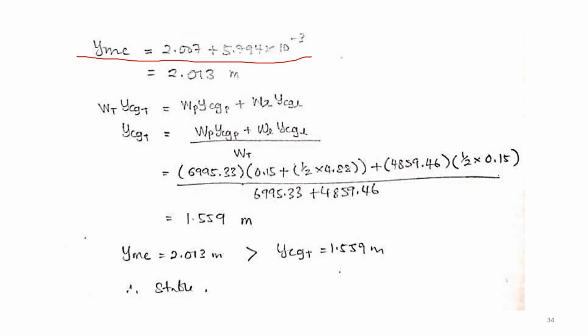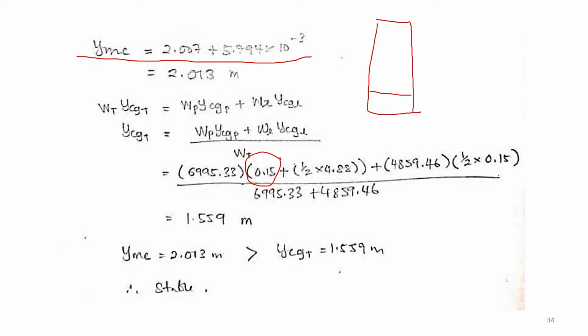So actually, we need to compare YMC to YCG. But for our center of gravity here, we have different weights. So we need to calculate the YCG total. Okay, this is the method of how we calculate the YCG total. We have weight total times YCG total equals weight of pine times YCG pine. For the YCG pine, we need to add 0.5 because the pine is above.